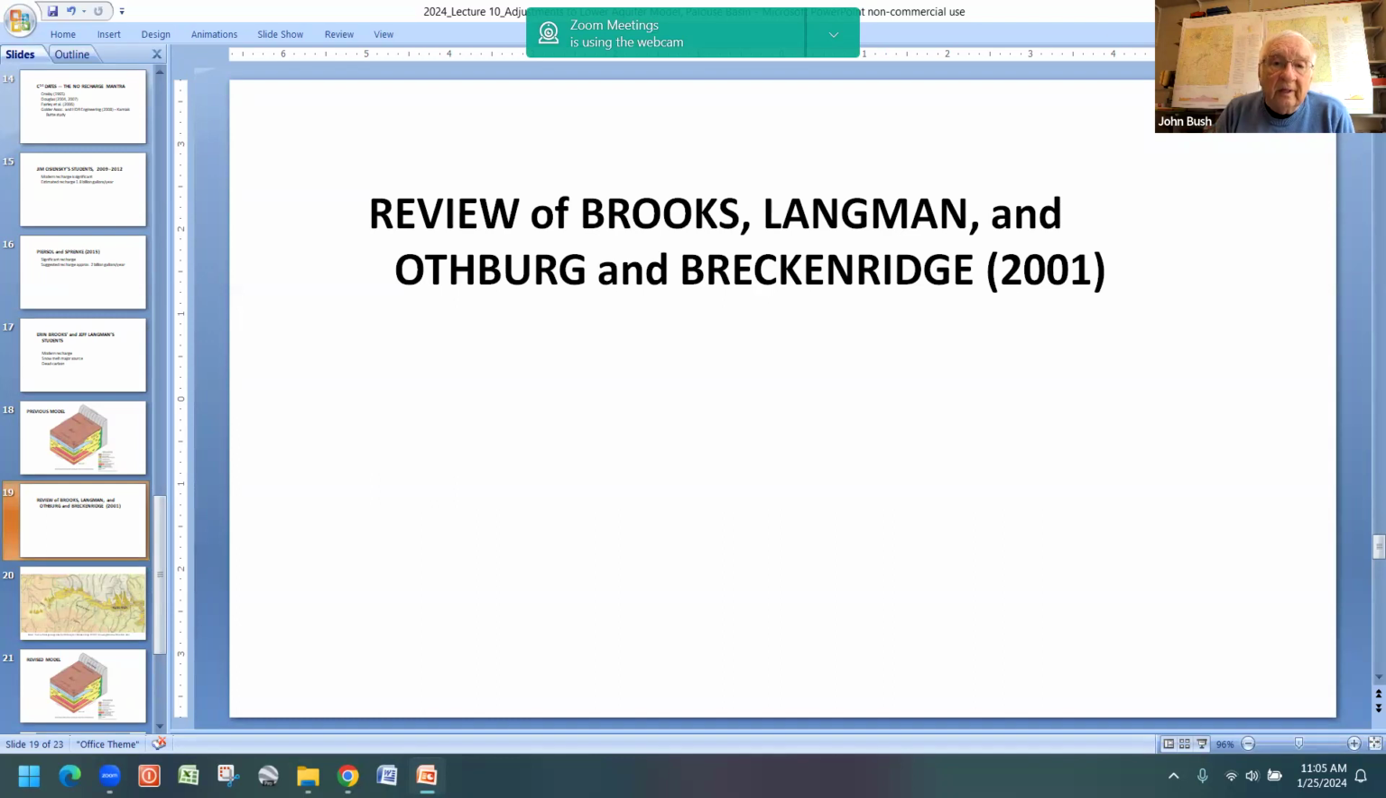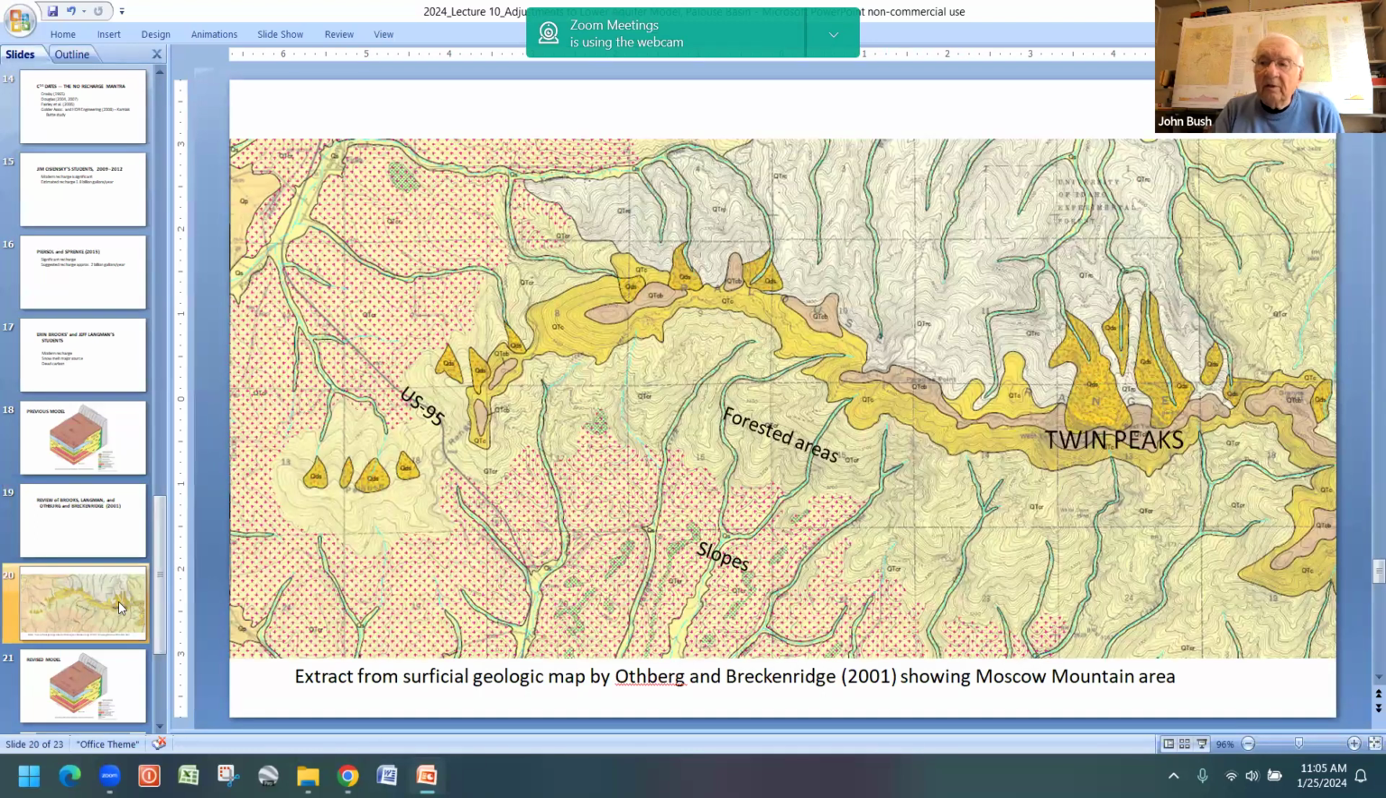And of course, that laid nicely onto Langman's work, which says a lot of our water, most of the water we're drinking, is coming from snowmelt water, and it can be traced from the mountainous areas all the way to Moscow and Pullman. When I relooked at Othberg and Breckenridge, I was a little bit embarrassed. This is good geological work. I knew both of them. When you look at their maps, I found another line of evidence showing that Brooks and Langman were right. Let's take a little look at their map.